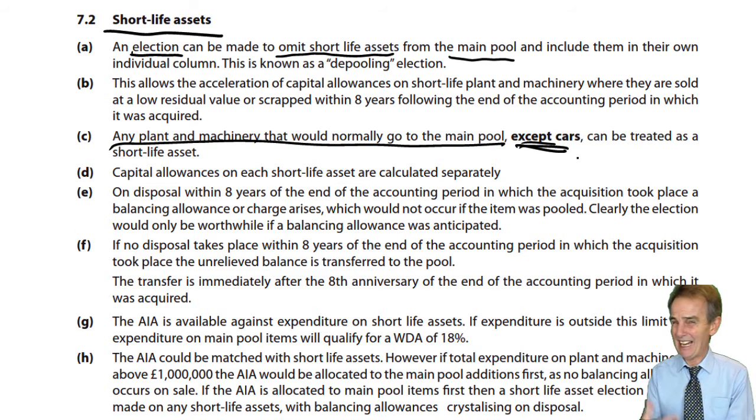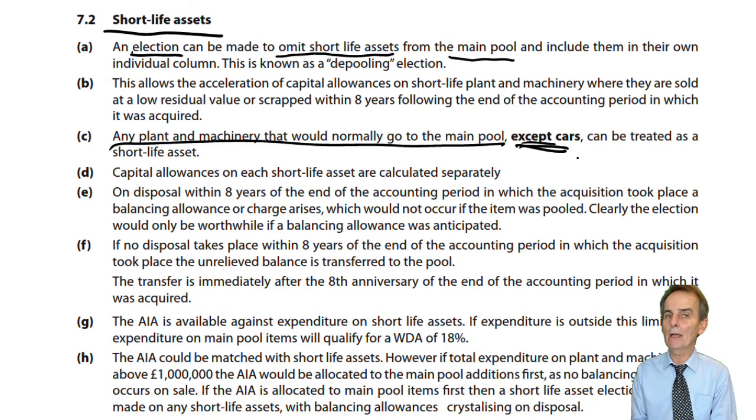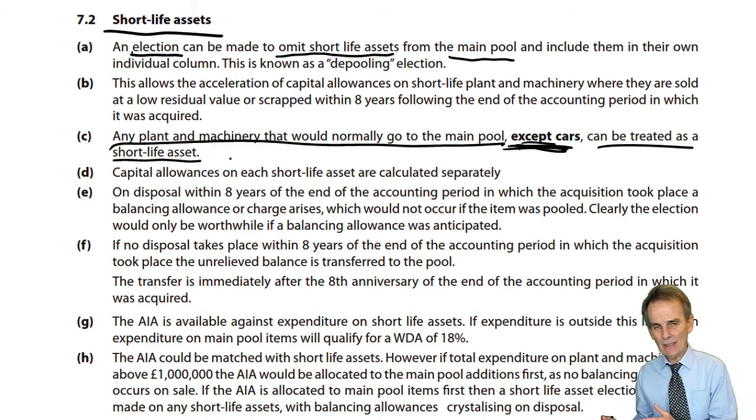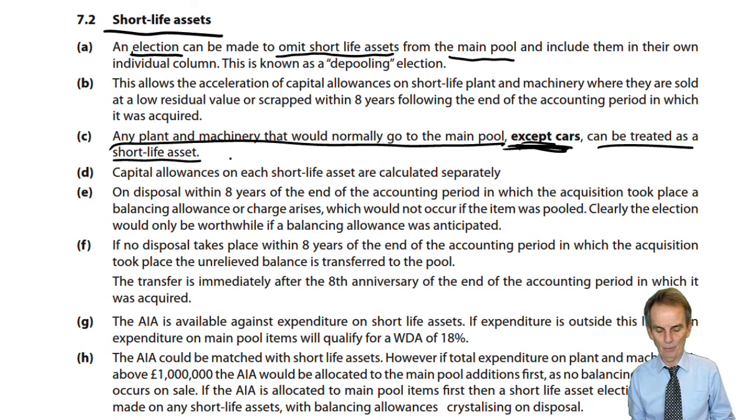Short life. If any asset is going to have within your business a short life, it's probably going to be a car. But we don't get the ability to make a depooling election in relation to cars. That's the one exception. Any other assets that would otherwise go to the main pool, you may choose indeed to make such a short life asset election, and can be treated therefore as a short life asset. So you're leaving them out of the pool. You're choosing to separate it out. You're making more work for yourself here in relation to the capital allowances computation.